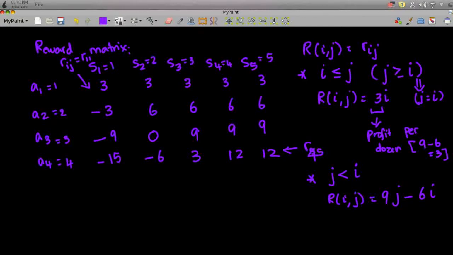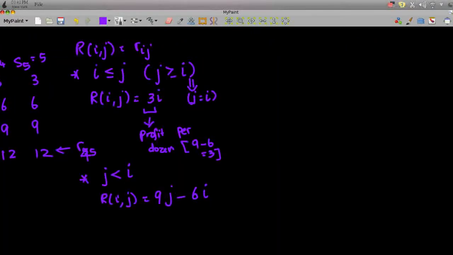Now, the rule states that the optimal decision would correspond to the argmax over i of the minimum over all j of Rij. What does that mean? I fix a value for i and I identify the minimum reward that I can get for each i.